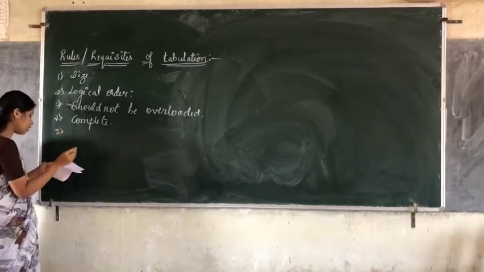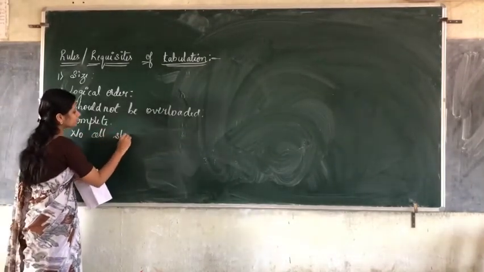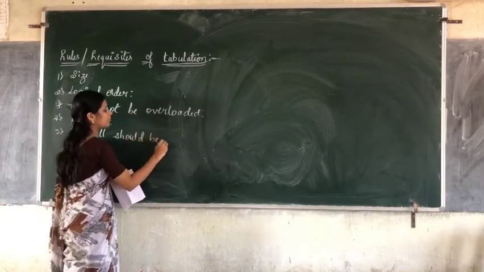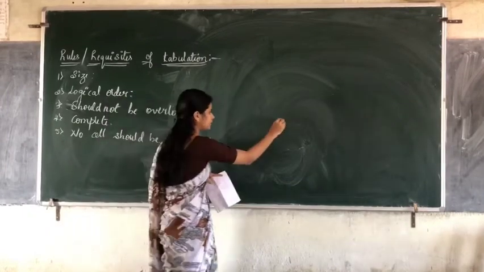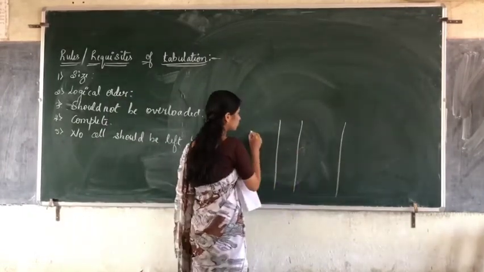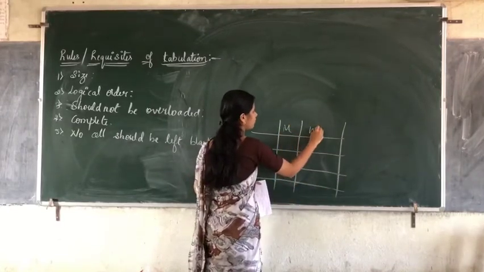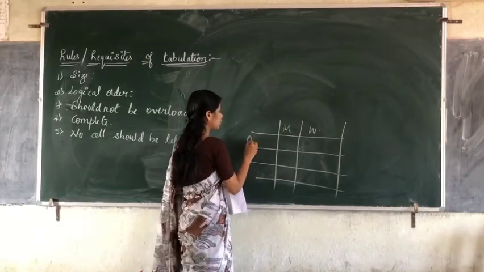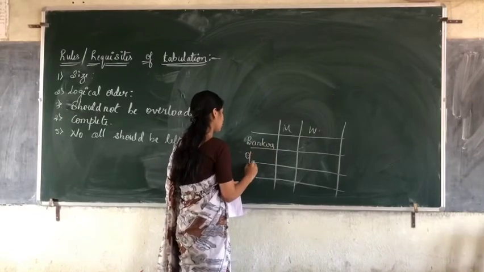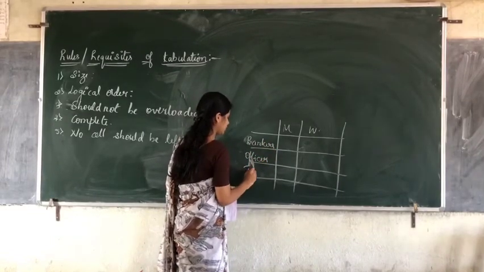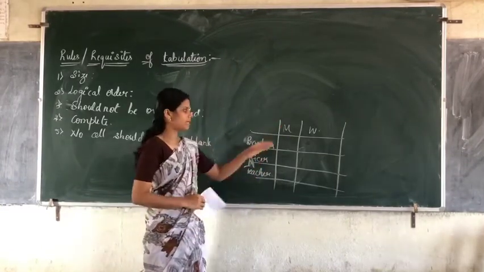Next, the fifth one is that no cell should be left blank. For example, if you have drawn a table with two columns and three rows, that is men and women, and here you are going to write the occupation, that is banker, officer and teacher. This is occupation and this is sex. According to sex, you have divided the data.